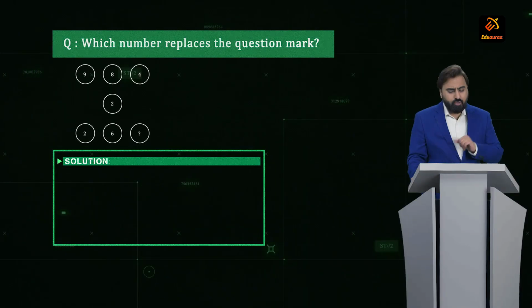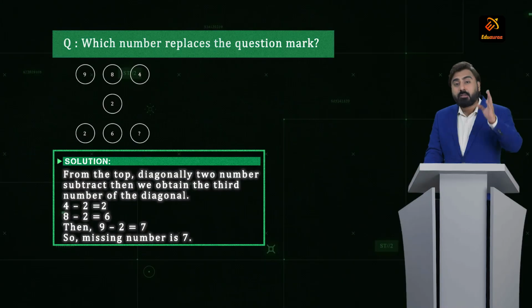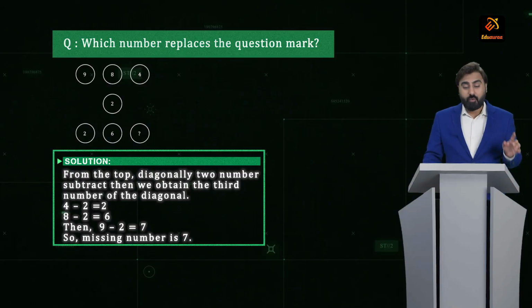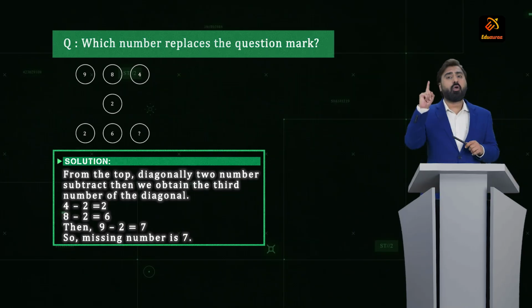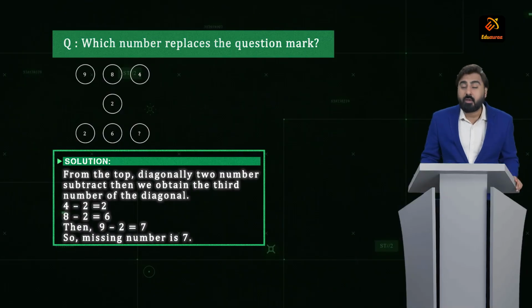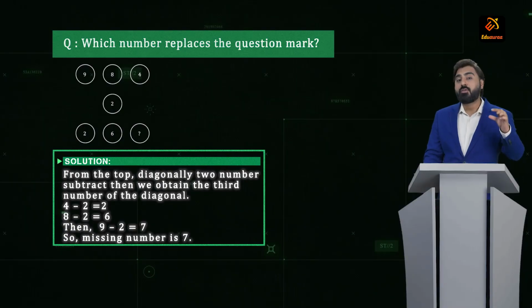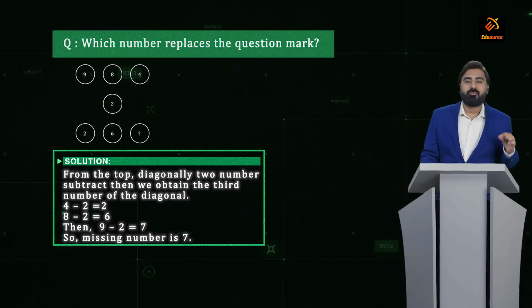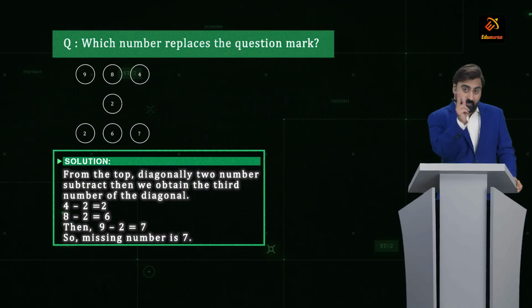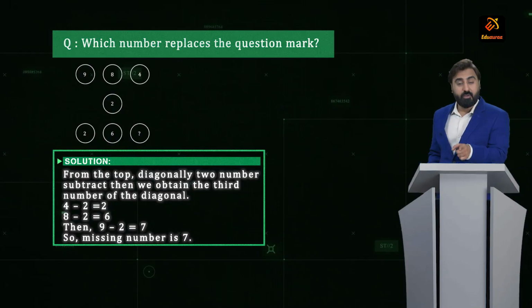So now students, if you see the logic here, the logic is subtract the numbers diagonally. So when you subtract the numbers diagonally, you get the number which is in the third row. For example, consider 4 of the top row, subtract 2 from it, that is the one in the middle. So you get the number which is in the last row on your left side. So 4 minus 2 gives you 2. Similarly, 8 minus 2 gives you 6.